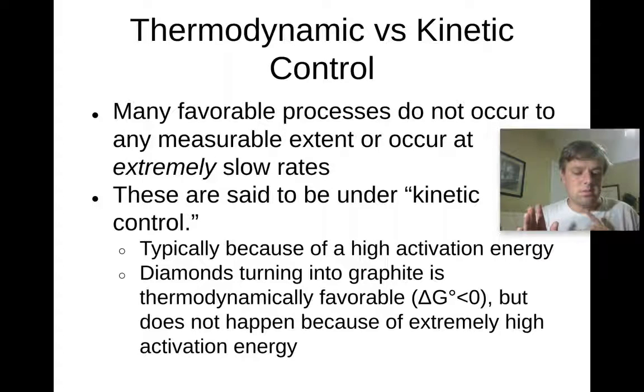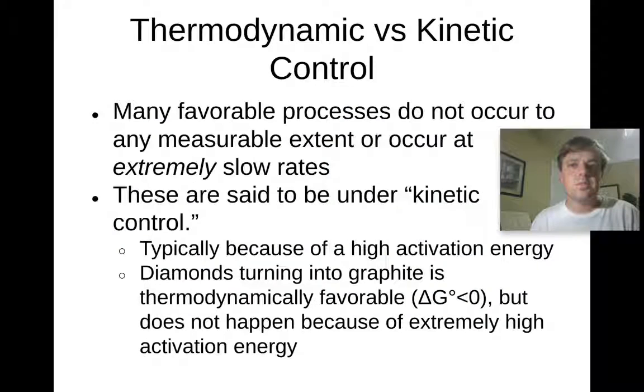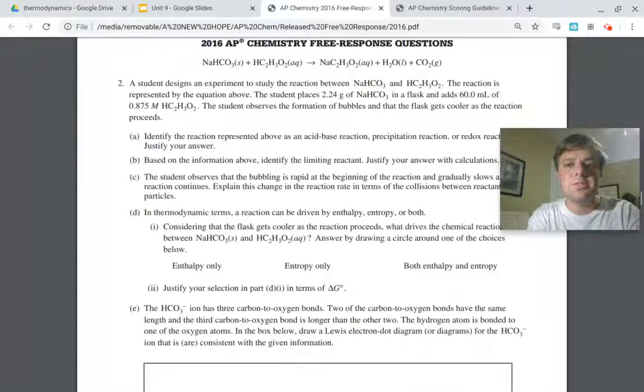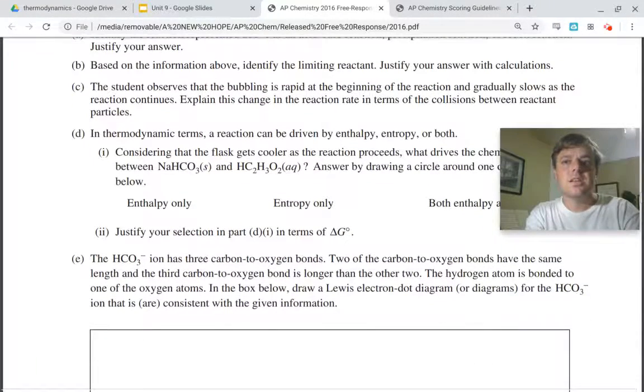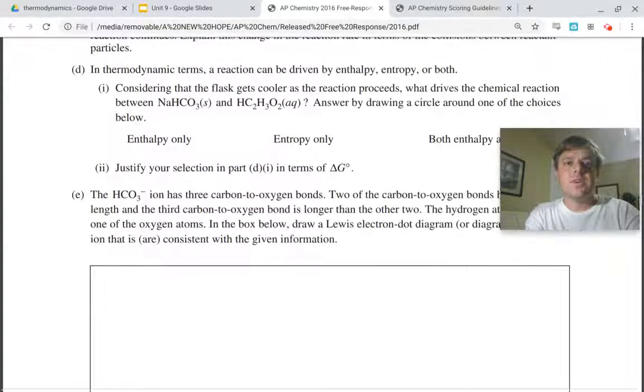Tomorrow we'll learn a little bit about the relationship between Gibbs free energy and the equilibrium constant, and then we'll dive into our last little unit, which is electrochemistry. But I'm going to show you now a problem that was on an actual AP exam before. Let's see. So this problem appeared on an actual AP exam in 2016. And so for instance, we'll focus on part D.